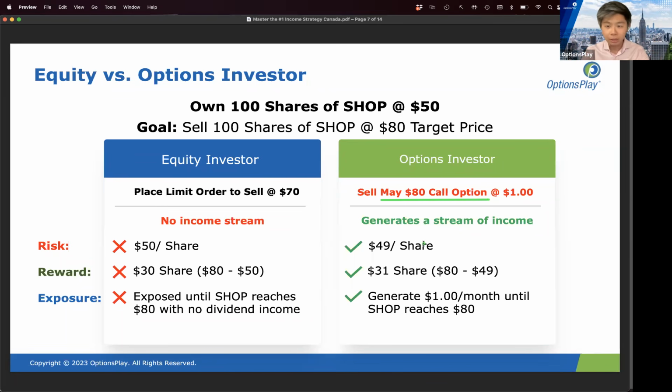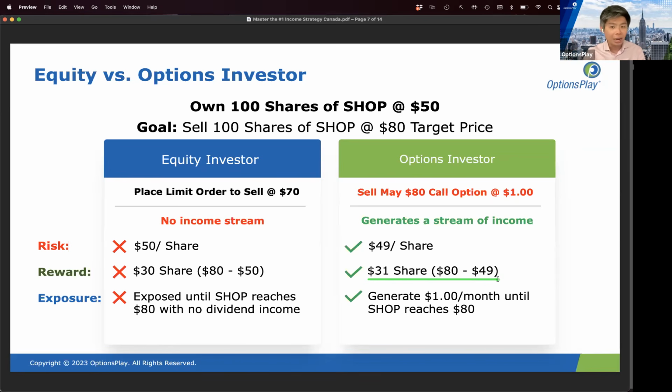So in the case of a covered call, as soon as I sell my covered call, the total risk of my position is immediately reduced by the premium that I collect. So instead of risking $50 a share on Shopify now, I'm only risking $49 a share. On the reward side, my reward also expands because my cost basis has declined now to $49 instead of $50. So my potential reward gets skewed further in my favor.